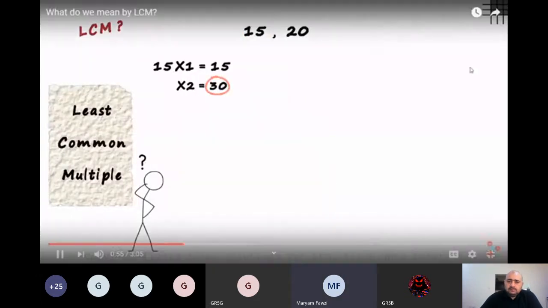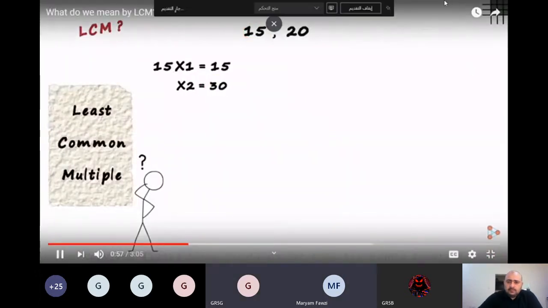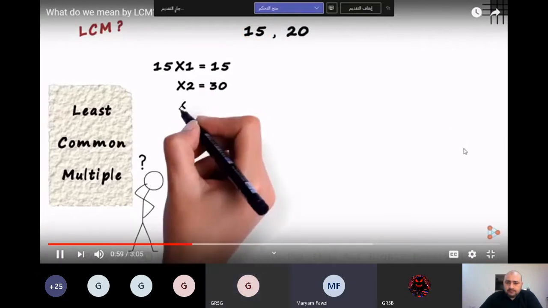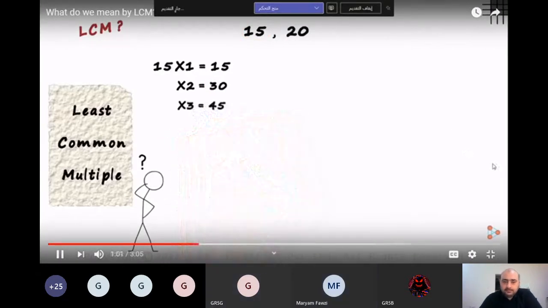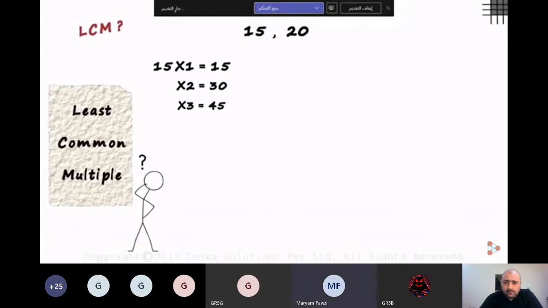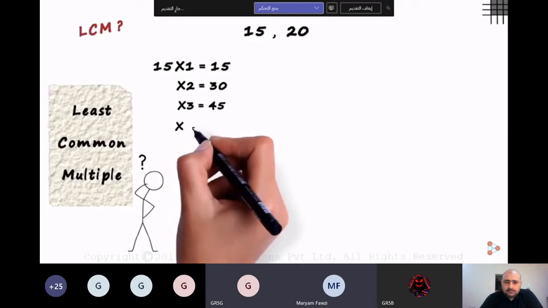15 multiplied by 3 equals 45, which is also a multiple of 15.